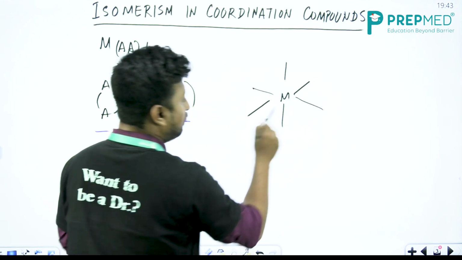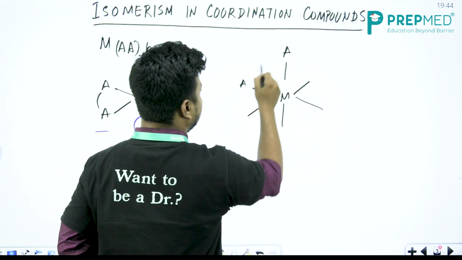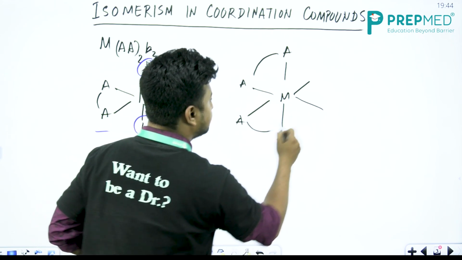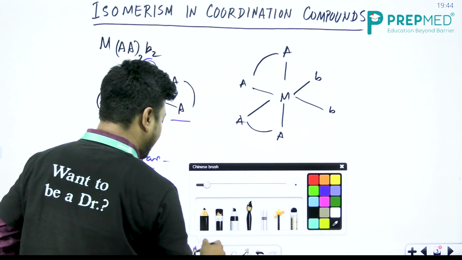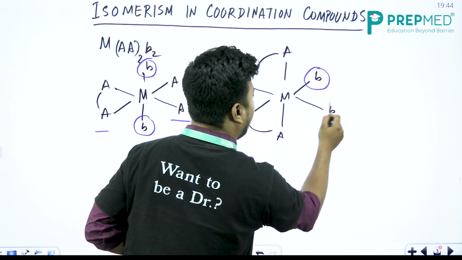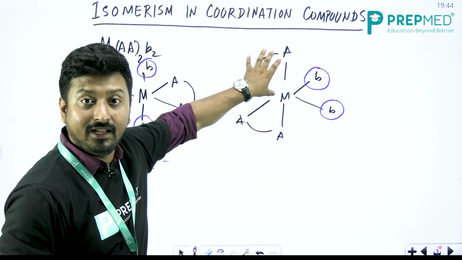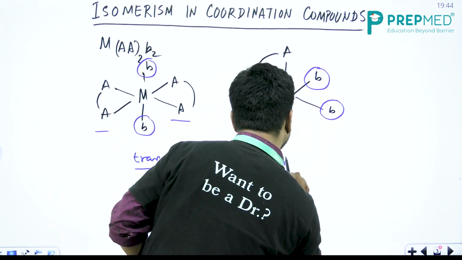First we will draw, then we will put it like this, connected, and A connected like this. So B are here, correct? Here if you see very clearly, the 2B are cis to each other, and your A, the bidentate ligand, is also cis to each other, right? So this molecule is called the cis molecule.